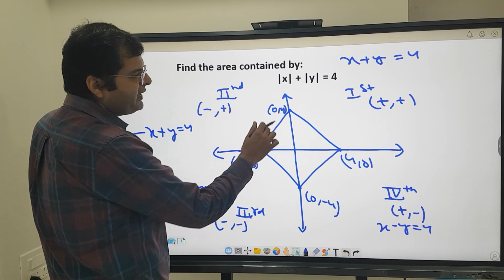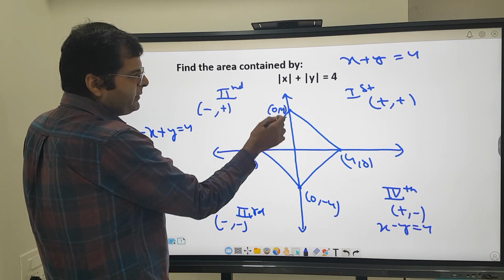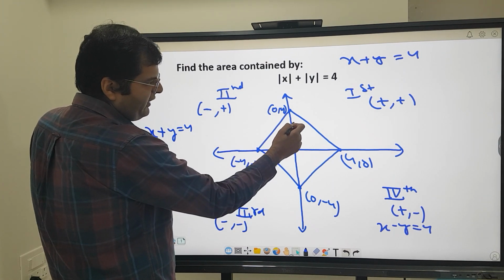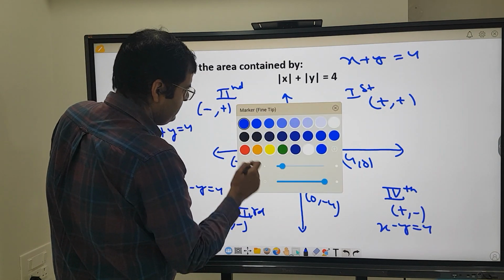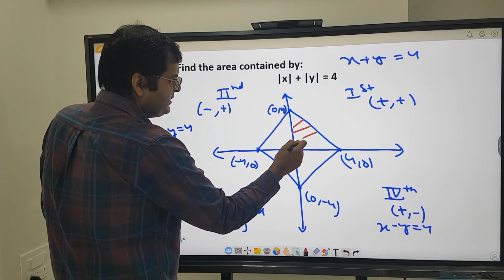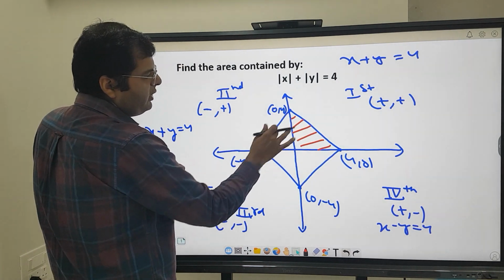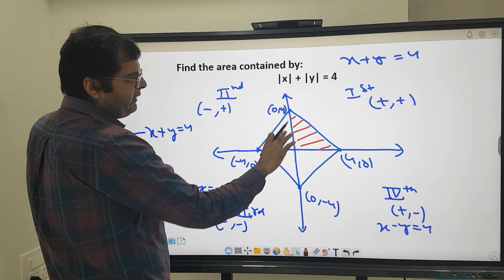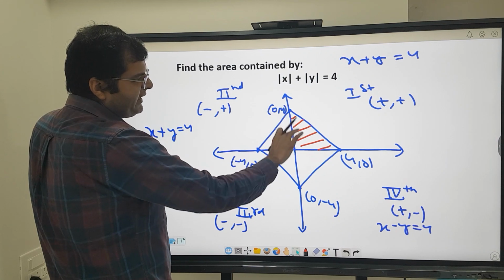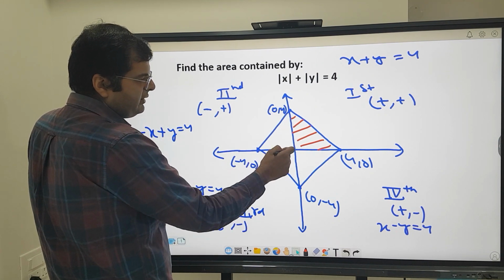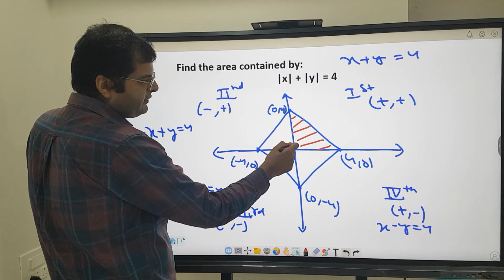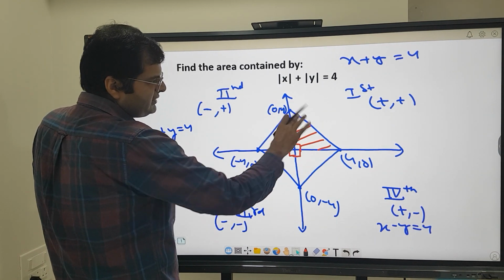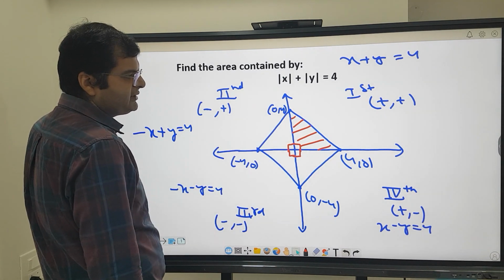I have to find the area contained by them. So basically, this is the figure that I am getting. If I find the area of this right angle triangle shaded in red, 4 times that should be the answer, because all these right angle triangles are the same. Each of them has sides 4 and 4, with a 90 degree angle. All of them are right angle triangles, and each of these parts is 4 units.